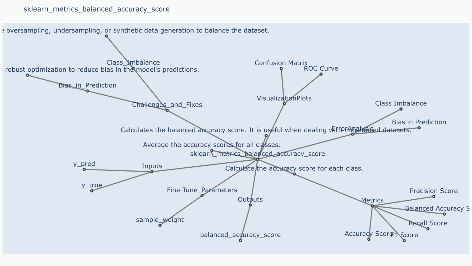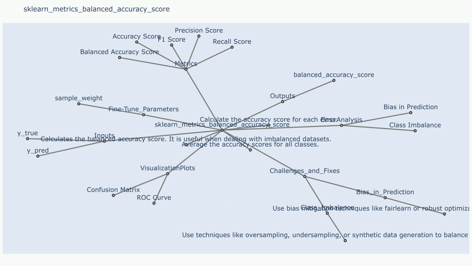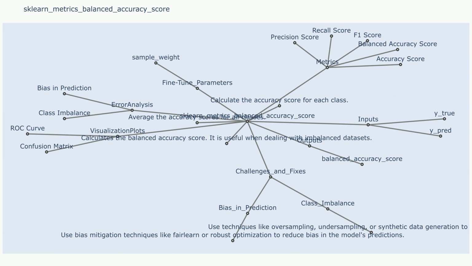Metrics: balanced accuracy. This is the main metric calculated by the balanced accuracy score function, representing the average recall across all classes. It is a valuable metric for assessing the model's performance in scenarios with imbalanced datasets. Recall: this is the metric used to calculate the balanced accuracy score. It measures the ability of the model to correctly identify positive instances in a given class.